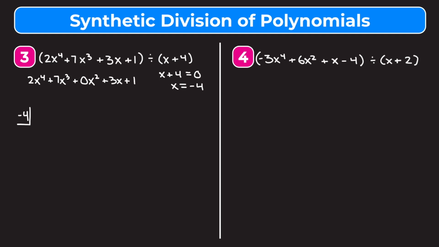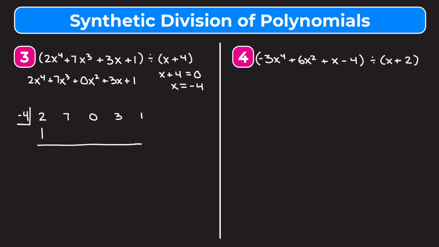And we have to put that 0 when we write the coefficients in our synthetic division. So now what we want to do is write the coefficients. So we have 2, 7, 0, 3, 1. We're going to draw the line underneath, and we're going to start our synthetic division.